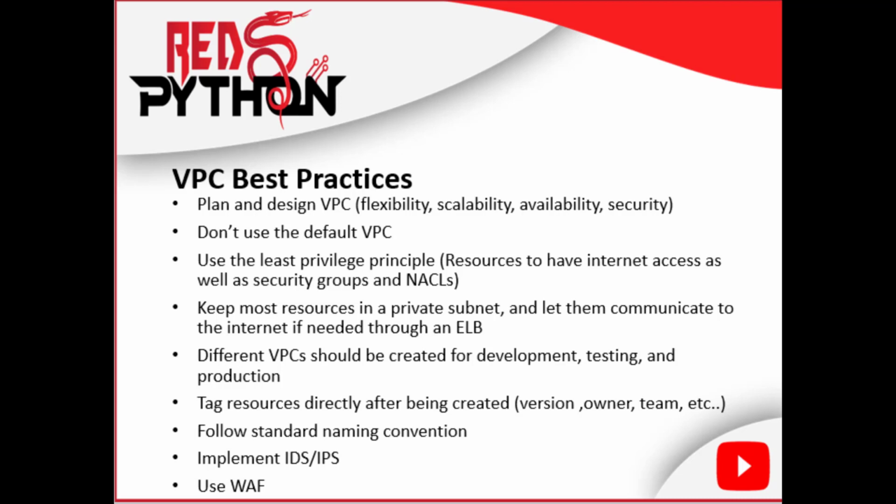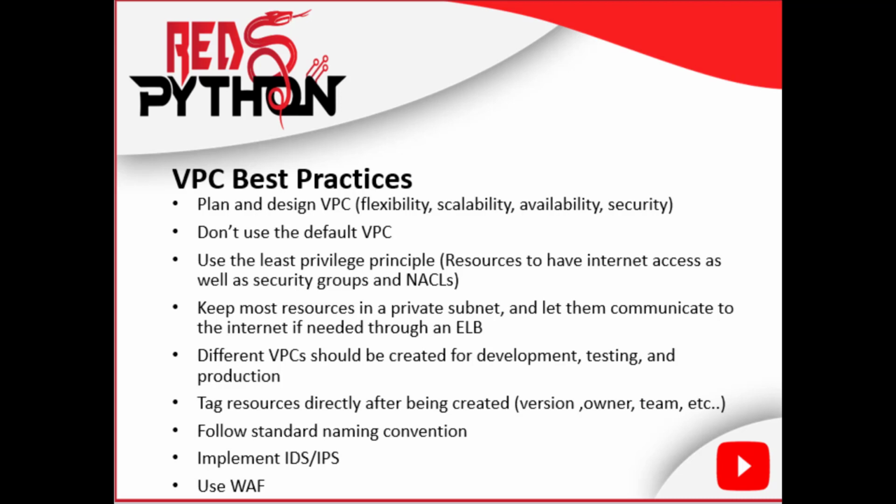Always use the least privilege principle, so keep most resources in a private network and let them communicate to the internet only if needed, through a load balancer. You should create different VPCs for your development, testing, and production environments. It's very important to tag resources because this will help you later on with the reporting. Tag them with the version of the OS, the owners, the department, the team running them, and the environment, whether it's development, testing, production, etc. Use standard naming conventions that represent the service being provided by the resource.